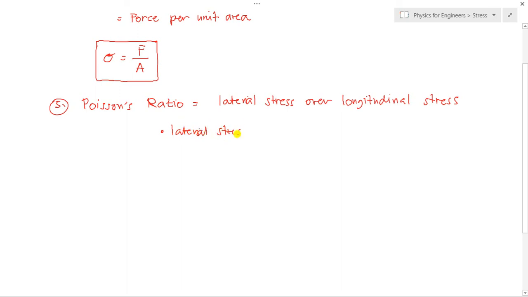Lateral stress mo ni siya ang stress perpendicular to the longitudinal stress or the normal stress. Okay, ug ang kaniya atong gitawag class nga normal stress mo to siyang stress due to tension, compression.